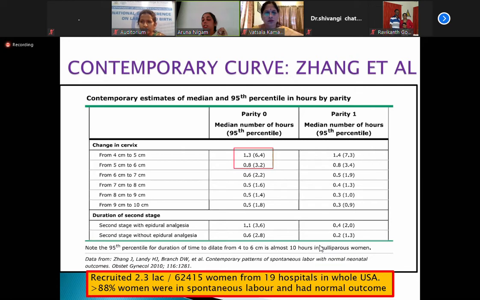And why has Zhang gone for this study? Because it has been observed that from 1990 to 2010, there was an increase in the cesarean section rate to 30 to 40%. Then what was the reason? That's why this has been studied.